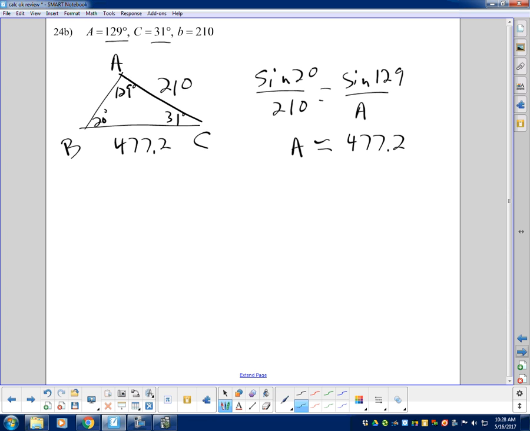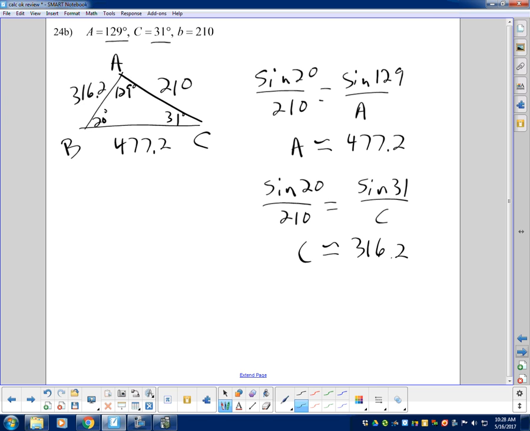And then run it through another comparison. You can't use the Pythagorean theorem, this is not a right triangle. Sine 20 over 210 equals sine of 31 over C, cross multiply, take inverse sine, you could see C is about equal to 316.2. So that is solving for that triangle.